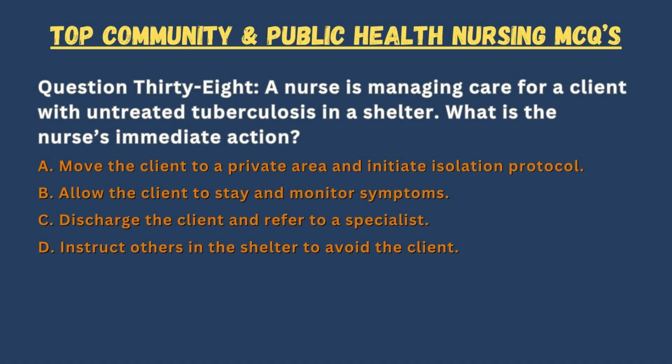Answer: C. Preventing cross-contamination. Question 38. A nurse is managing care for a client with untreated tuberculosis in a shelter. What is the nurse's immediate action? A. Move the client to a private area and initiate isolation protocol. B. Allow the client to stay and monitor symptoms. C. Discharge the client and refer to a specialist. D. Instruct others in the shelter to avoid the client.